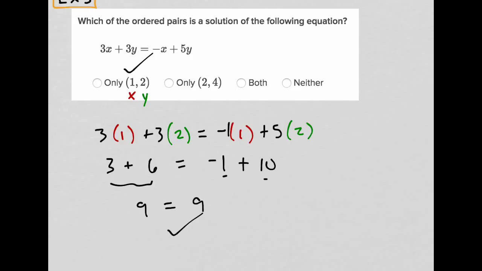Let's try 2, 4. You should try 2, 4. Pause it right now. You pause it? Hey, I'm looking at you. I'm pointing at you. You can't tell because it's a video.